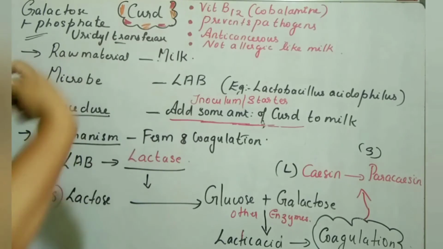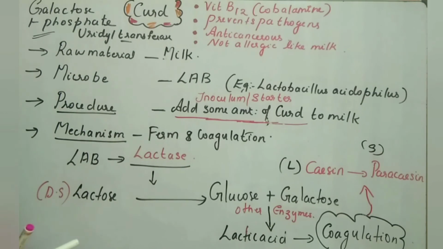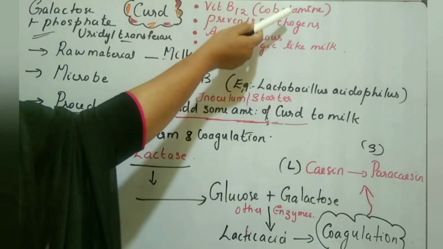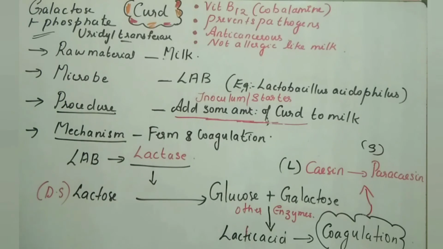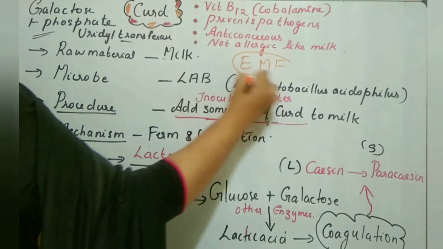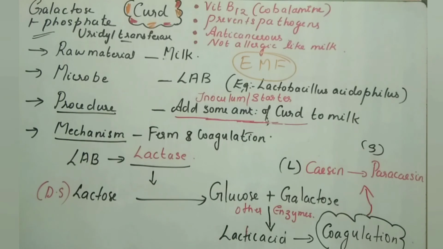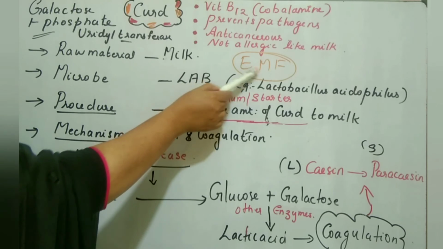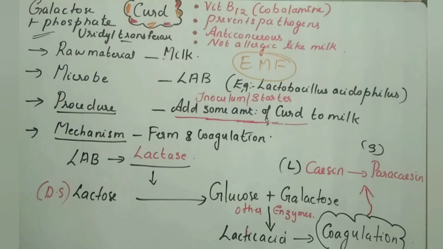And then these are the health benefits of curd. That is, it carries more vitamin B12 or cobalamin. What is the importance of this cobalamin? This cobalamin is actually called EMF. What is EMF? Erythrocyte maturation factor. The word erythrocyte means what? RBC. The cobalamin or vitamin B12 is involved in RBC production. That is why it is called erythrocyte maturation factor or EMF. Clear? So that is the importance of cobalamin.